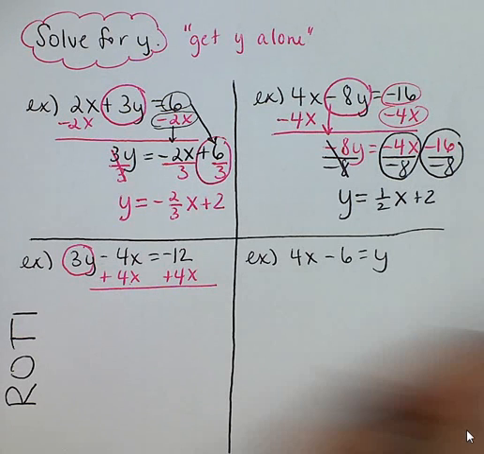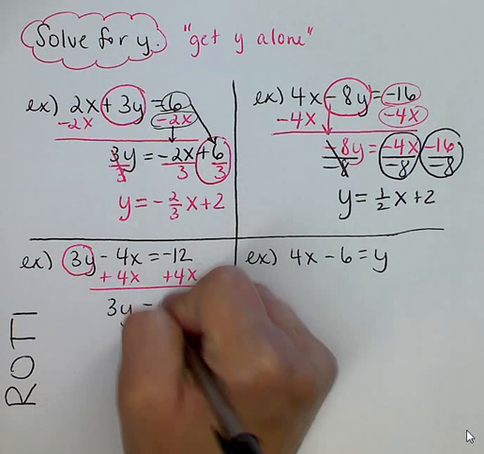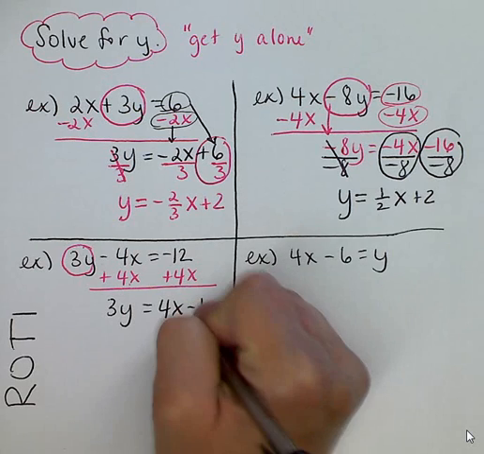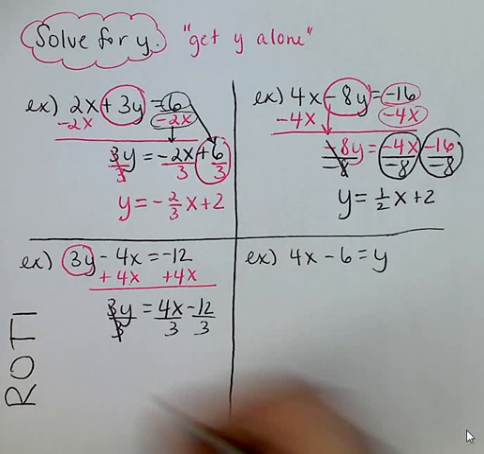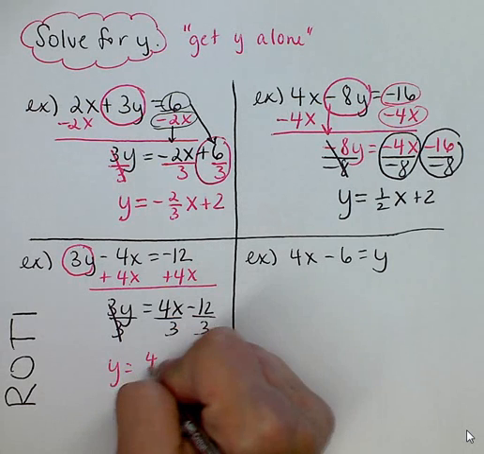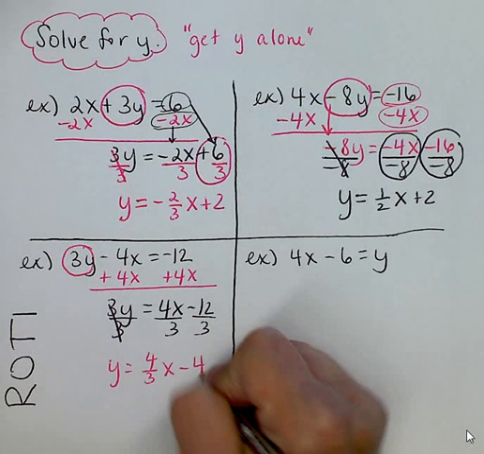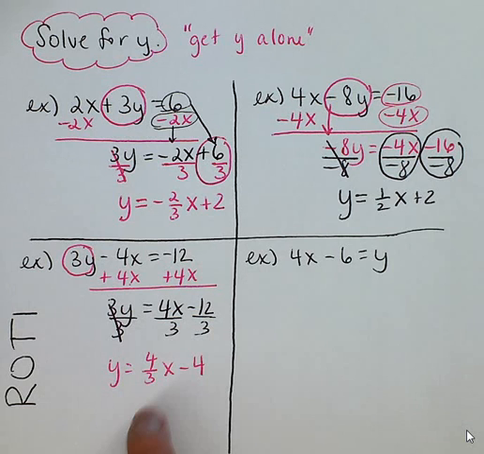Bring down that y term. X term first. Divide through by the coefficient. Reduce if possible. If you've learned the idea of the slope yet, you know that the slope will be 4/3 and the y-intercept will be at -4, or (0, -4).